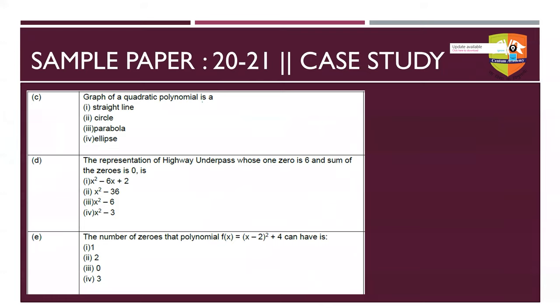Now, graph of a quadratic polynomial is a, simple. Graph of a quadratic polynomial is a parabola. No problem in this. Right?